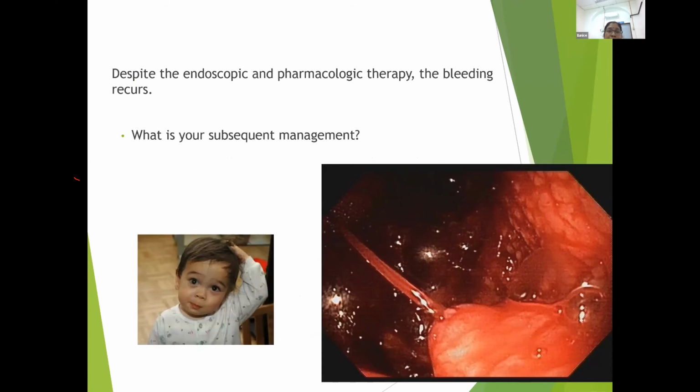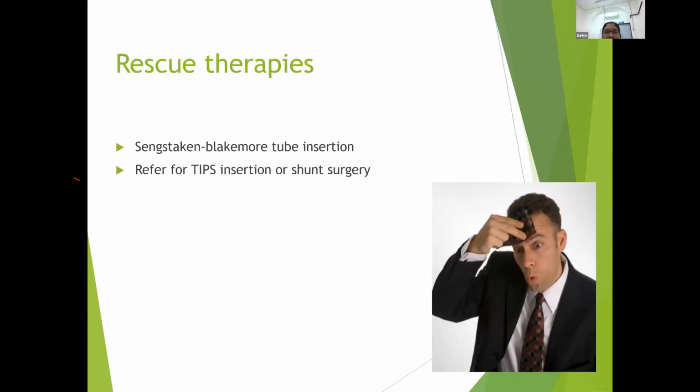Despite the endoscopic and pharmacological therapy, if the bleeding recurs, what is the subsequent management? What do we do? Of course, we have some rescue therapies as well. Actually, all these are handled by the surgeons, but I think there's no harm; we have some knowledge of it. Yes, rescue therapy: second, Blakemore tube insertion, and we can refer for TIPS insertion or shunt surgery as well.